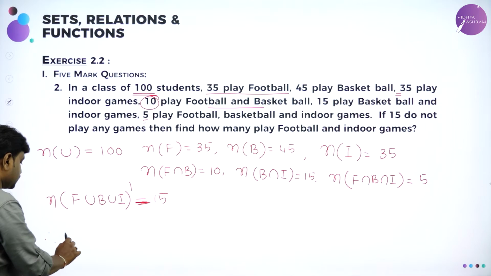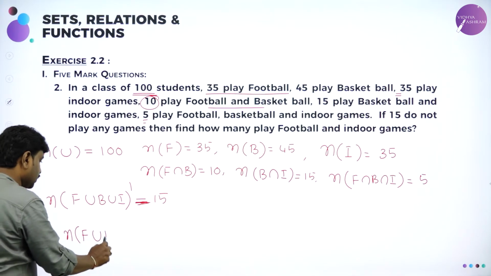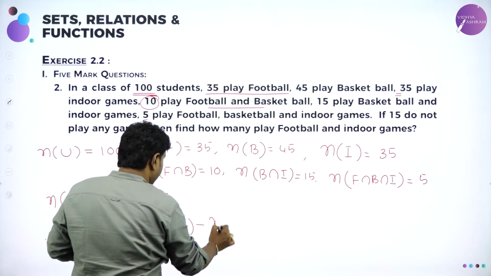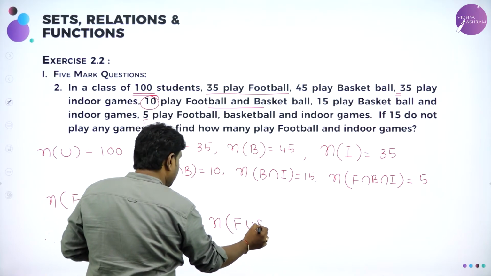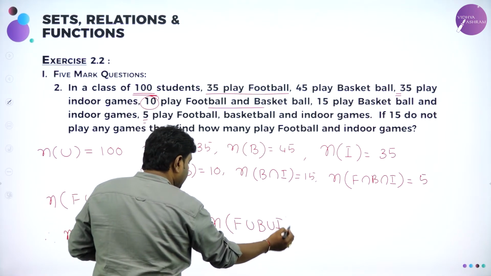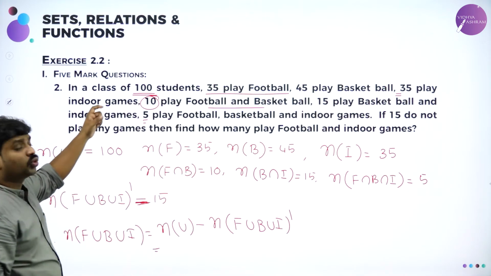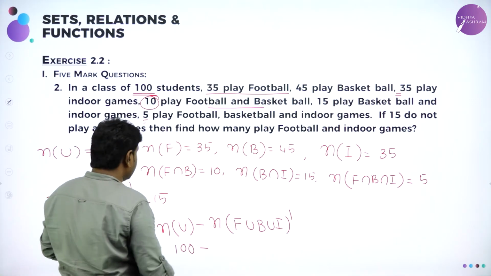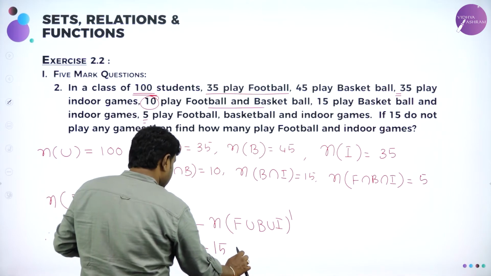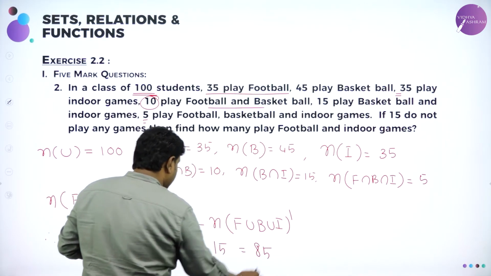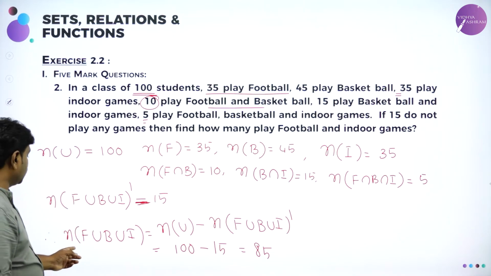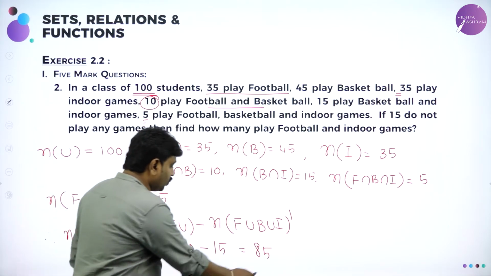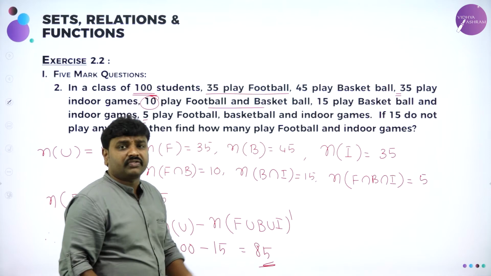So therefore from this, n of F union B union I is n of universal minus n of F union B union I dash. n of U means total number of students. Total number of students means universal set. The number of elements in universal is 100 minus those who do not play, 15. 100 minus 15 will become 85. Now they have not given the union, we got the union. n of F union B union I is 100 minus 15, that is 85. You got the union value also. So now use the formula. What is the formula I taught you?